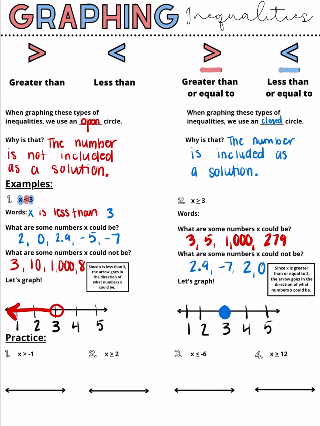Okay, and then now if we think about it, the numbers that the number could be, 5, 1,000, are always going to the right of 3. So we're going to graph to the right. It doesn't make sense for us to graph to the left because those are the numbers x could not be. Our inequality has to represent what we're doing.